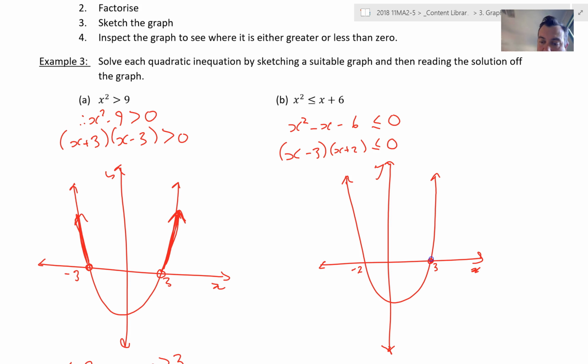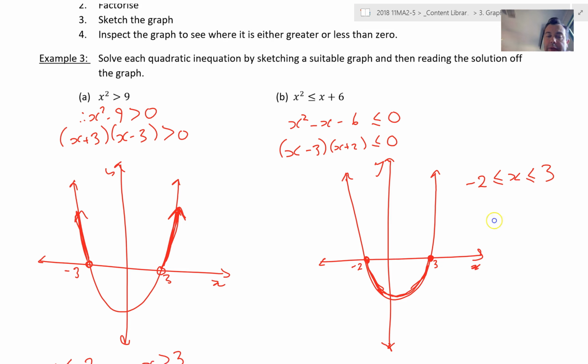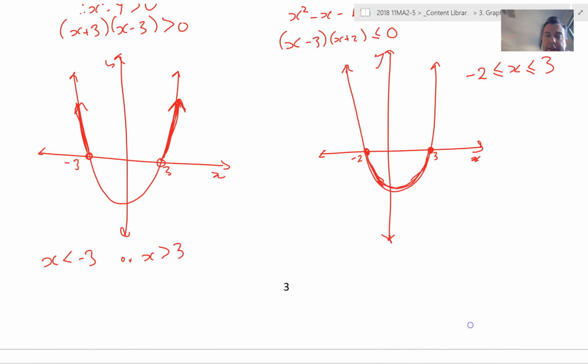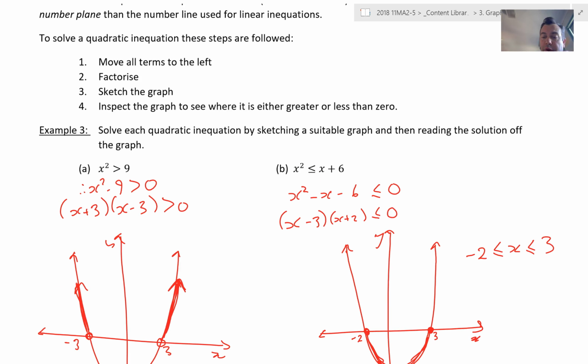Well, I think it's from here. This is where it's less than or equal to 0. These parts here. So my solution is negative 2 is less than or equal to x is less than or equal to 3, where x is between, if you will, negative 2 and 3, and including those values there. So that is solving quadratic inequations. Draw a sketch. Okay, all good.